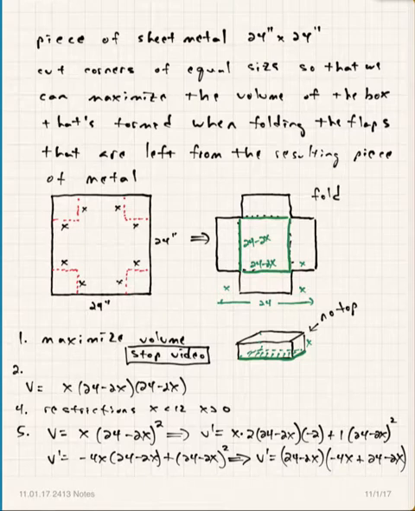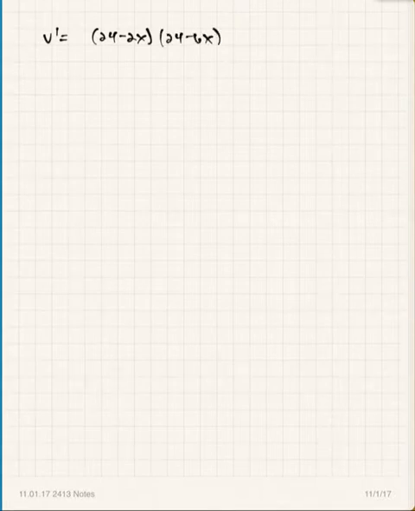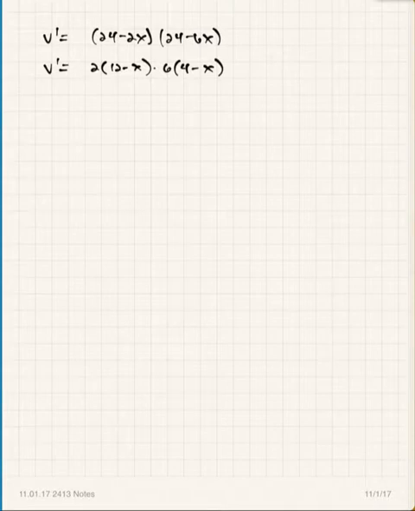All right, and so v prime, if you combine like terms in that second factor, would be equal to 24 minus 2x times 24 minus 6x. Both of those have a GCF, and I'm just going to continue to factor here. So I can take out a 2 out of the first one, you get 12 minus x. And you take out a 6 out of the second one, and you're left with 4 minus x. And so v prime would be equal to 12 times 12 minus x times 4 minus x.